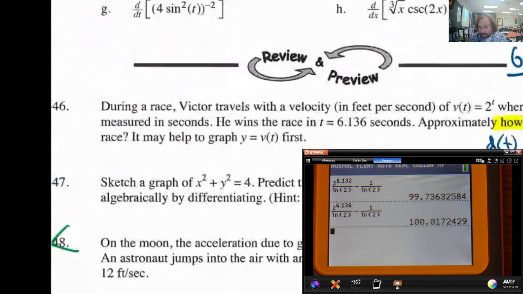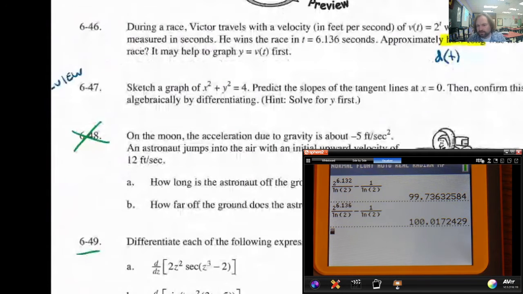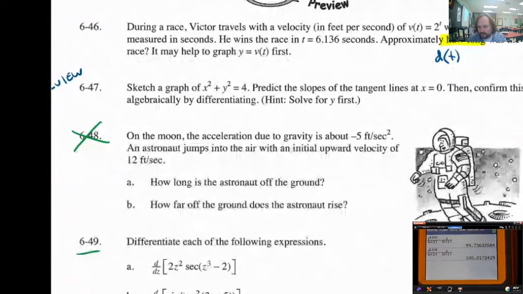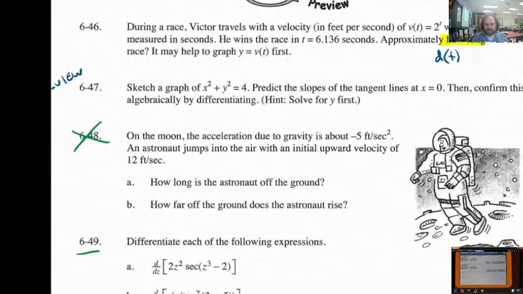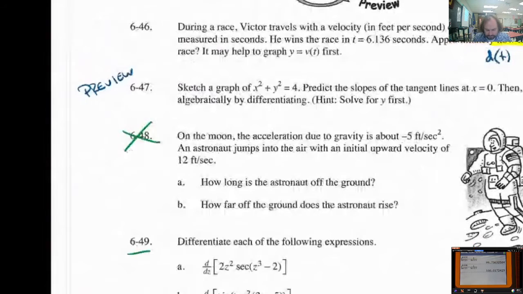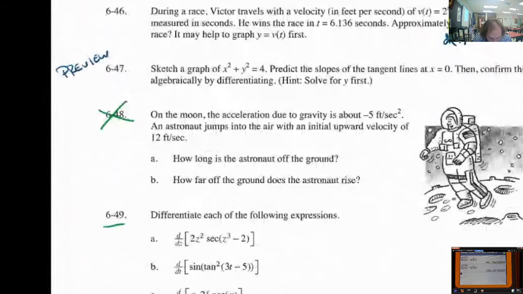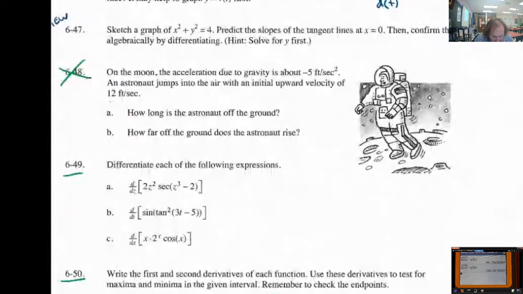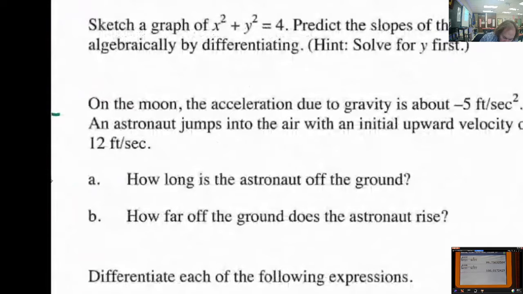Okay, let's move on into the next phase of our journey. 647, which is setting up for a concept called implicit differentiation. I have this marked as a preview question. Don't panic. Implicit differentiation is actually really simple. I know I've said that a lot this year, but let's sketch a graph of x squared plus y squared equals 4. For those of you not in the know, this is a circle.